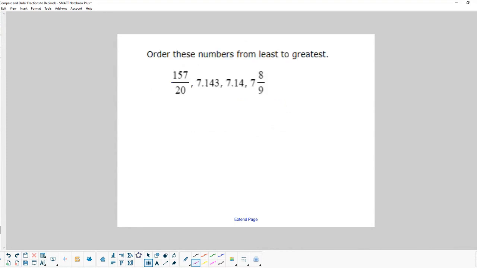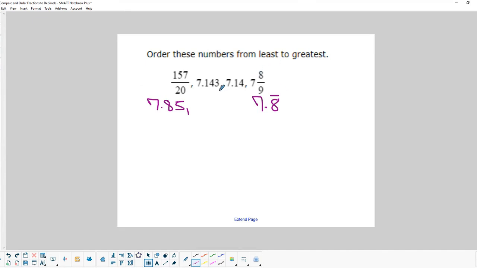Well, let's go ahead and turn those into decimals. So 157 divided by 20 is 7.85. So this first one is 7.85. And I know that this last one is 7.8 repeating. So we got to keep that in mind.